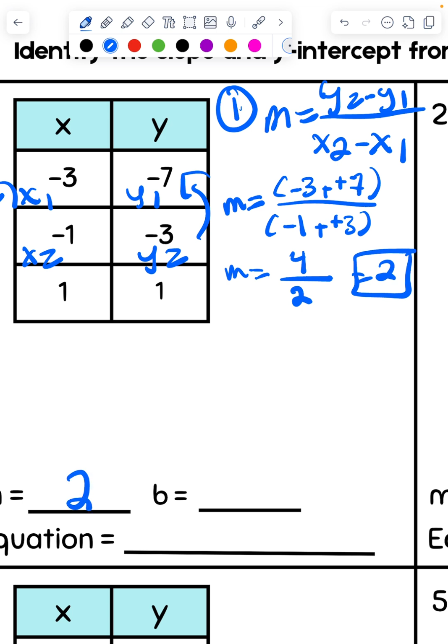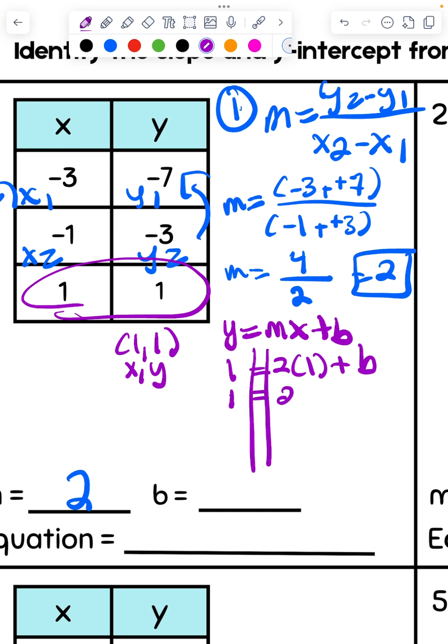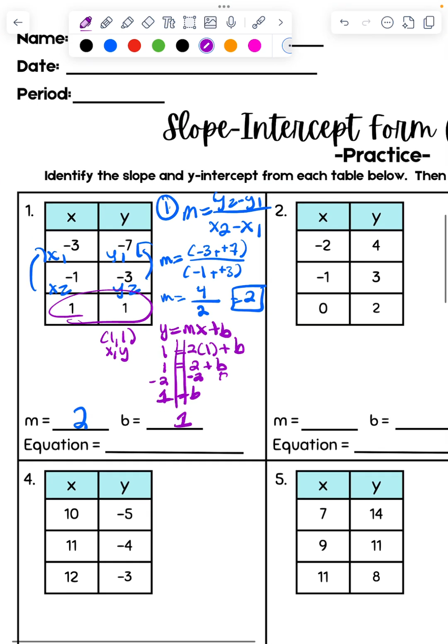Then I need to write my equation. So my equation is going to be y equals mx plus b. Now I'll use the problem at the bottom. I'll use 1, 1 as my coordinate. Nice and easy. So I'm going to plug 1 in for x, 2 in for my slope, 2 times 1 plus my y-intercept. So that's 1 equals 2 plus what number? I need to get b by itself, so I flip the sign, -2, -2. So 1 is my y-intercept, so my equation of my line is y equals 2x plus 1, okay?